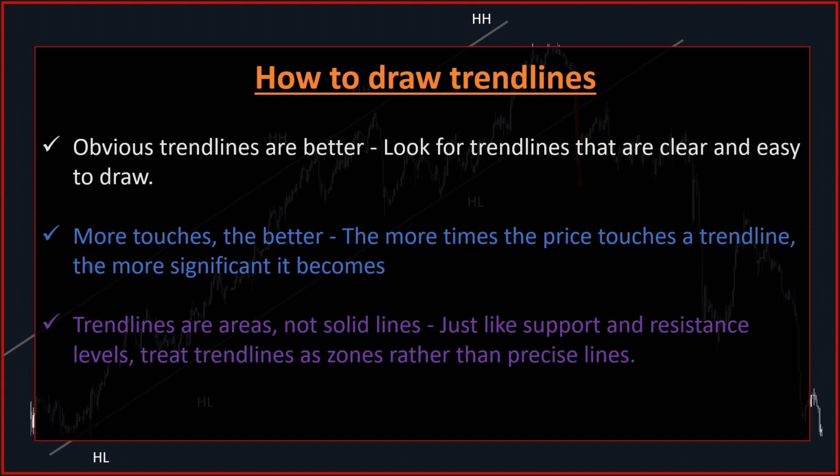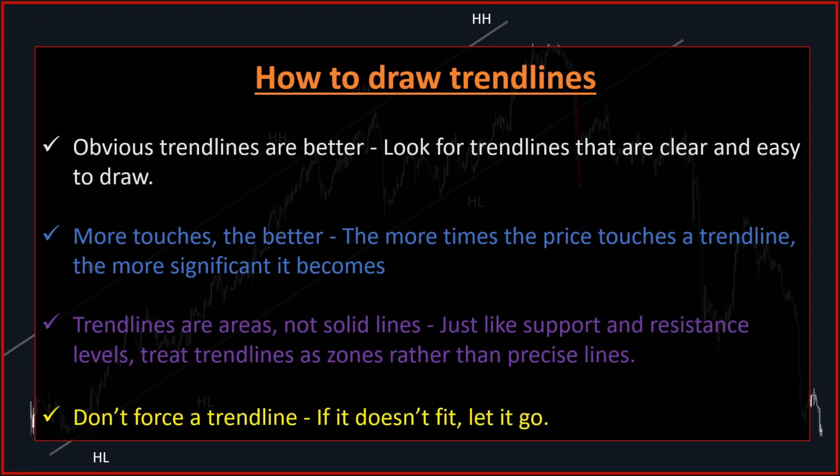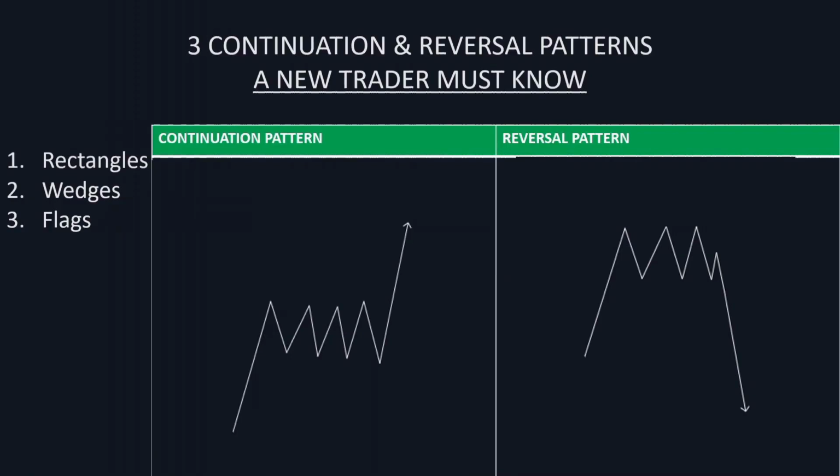Flexibility is key here. Don't force a trend line. If it doesn't fit, let it go. A forced trend line is like forcing puzzle pieces together. It's not helpful and usually ends in frustration. Use trend lines as part of your overall analysis, not as the ultimate decision maker. By following these principles, your trend lines will not only be more accurate, but also more reliable in guiding your trading decisions. In the next topic, we're going to focus on the 2 main types of price action setups, trend continuation and trend reversal. These are the setups we use to enter trades, so let's break them down.